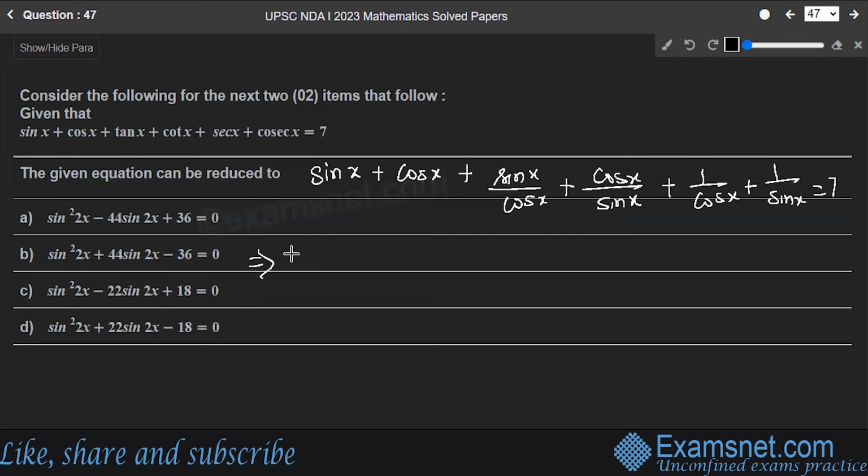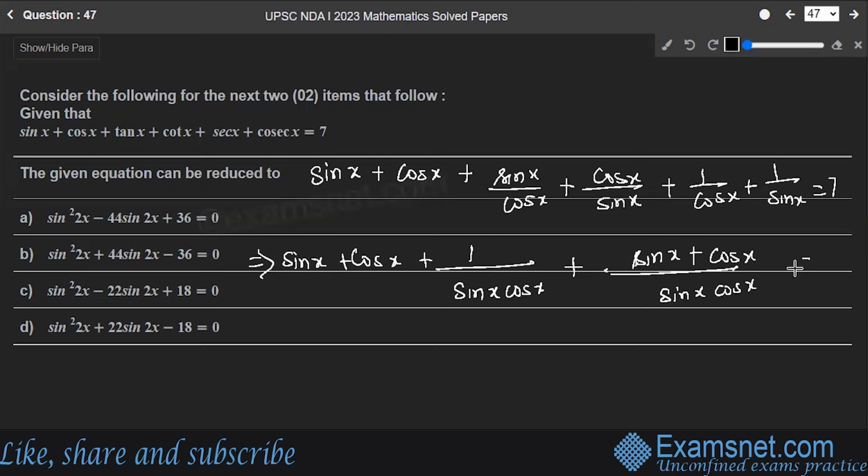So I'll not touch the first two terms. I'll write down sin x plus cos x. So here will be, see, sin square x plus cos square x. This will be 1 upon sin x cos x, upon sin x plus cos x upon sin x cos x, is equal to 1. Now let's put sin x plus cos x is equal to t.